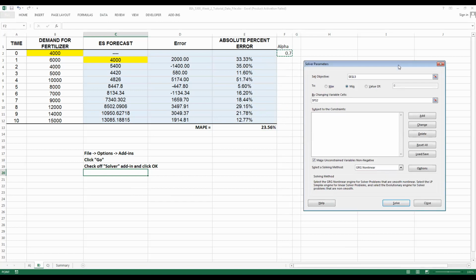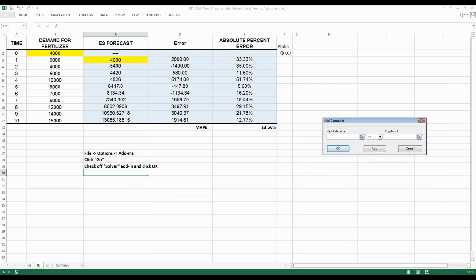Now, are there any constraints? Yes, there are. The alpha has to be between 0 and 1. This checkbox makes sure that alpha is greater than or equal to 0 if we have it on, so leaving this on makes sure alpha is greater than or equal to 0. But if we want to make sure alpha is less than or equal to 1, then we need to add a constraint. That constraint will say that alpha, this cell reference, should be less than or equal to 1.